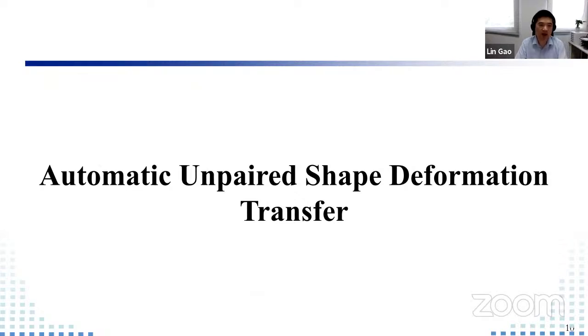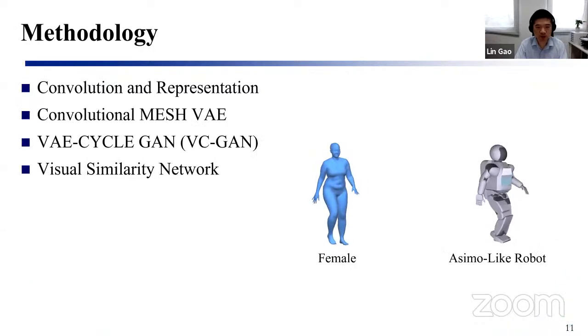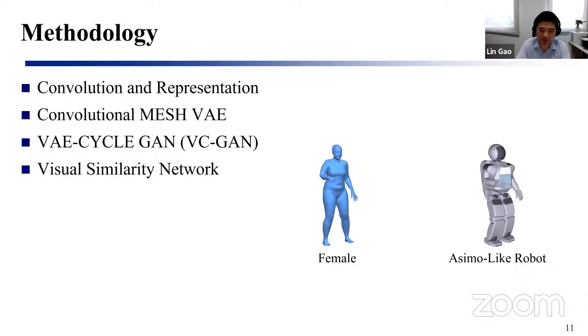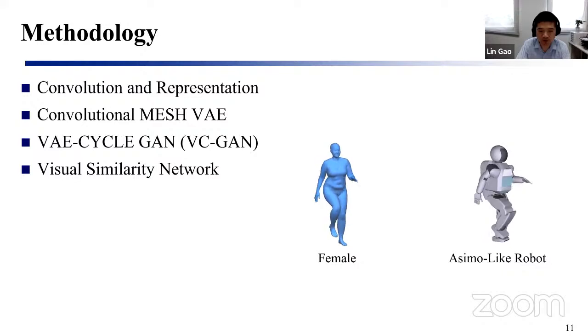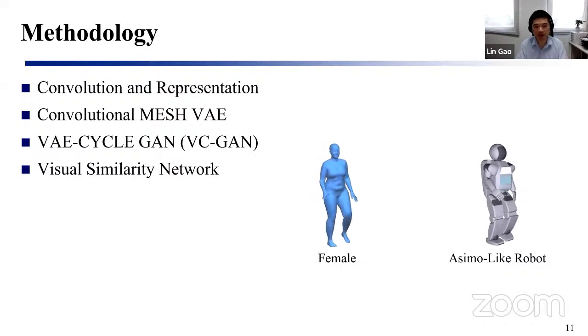The first work is the automatic deformation transfer. The task of this work is to reuse the deformation from the source model on the target model. Like in this video on this slide, if we are given the deformation of a female walking, we want to reuse the deformation of the female and transfer it to the Asmo-like robot.